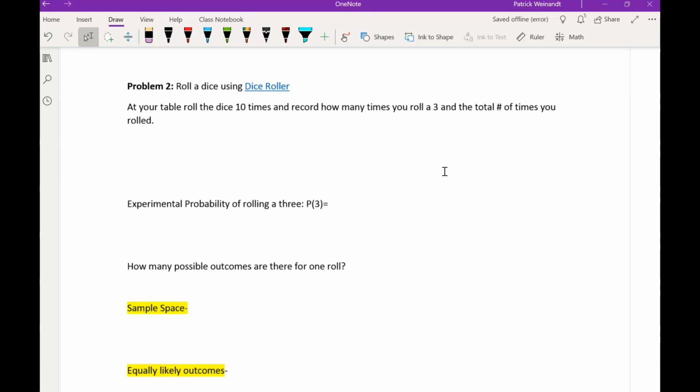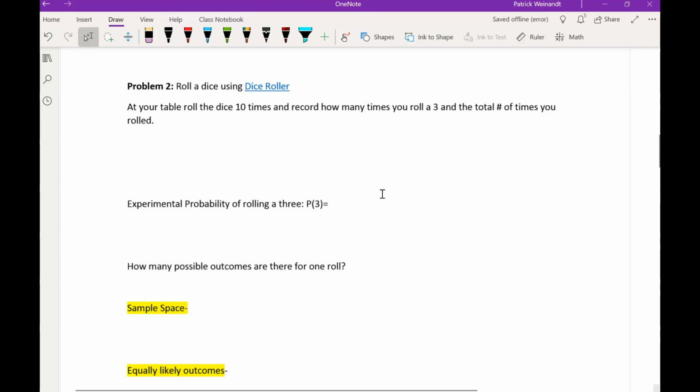So the probability of rolling a 3, well, let's say that you all had groups, so maybe 8 groups. Let's round that up to 10 groups, and you rolled it 10 times. So let's do 100? I'm going to narrow that down. Let's just do 40 total rolls first.